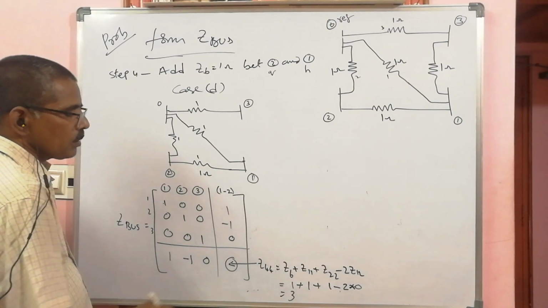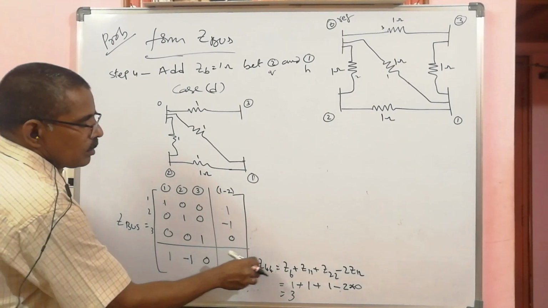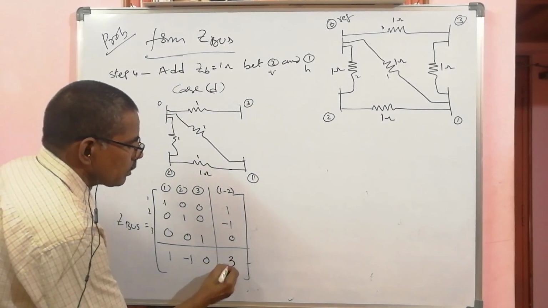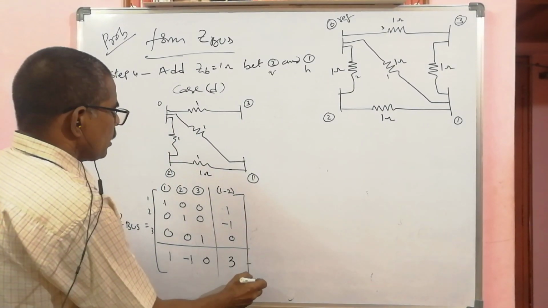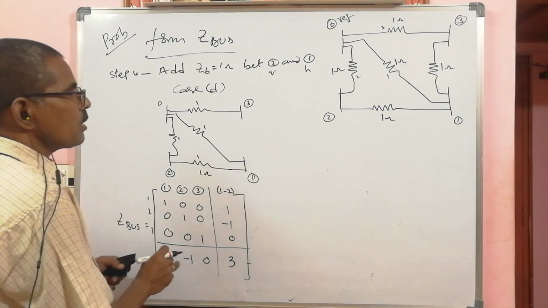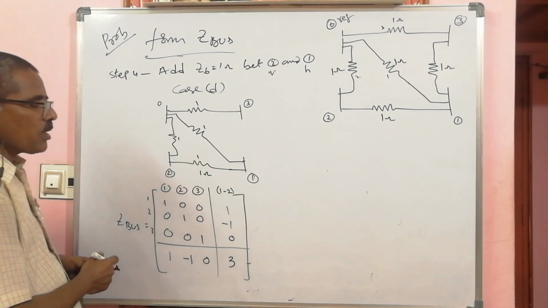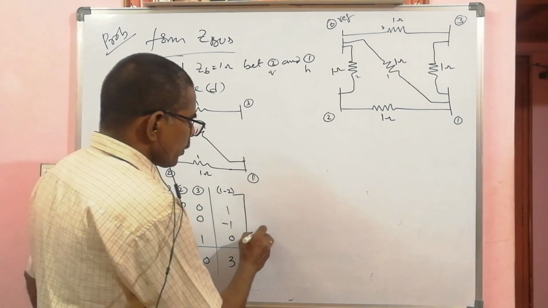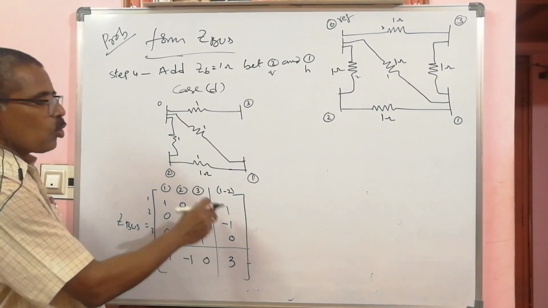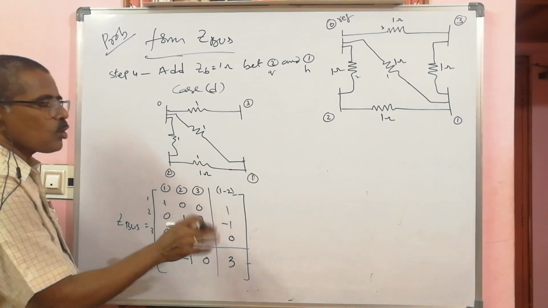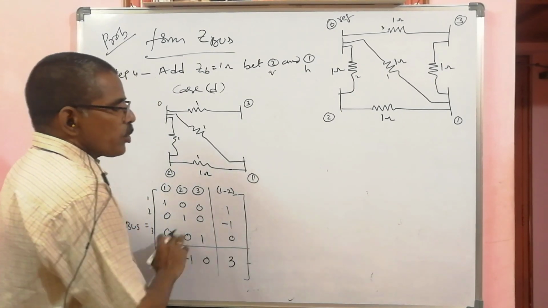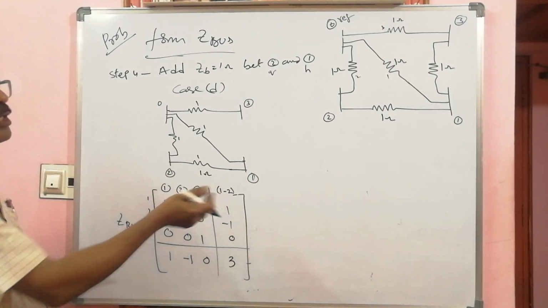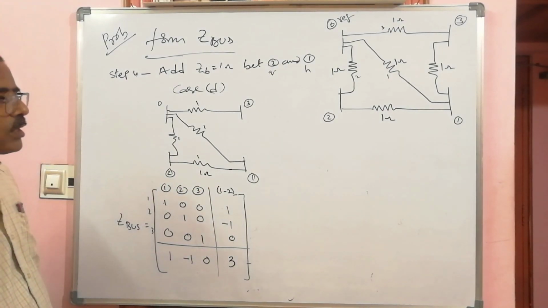Okay. So finally, this one is 3. This is 4 by 4, but what should be the dimension? It should be 3 by 3. So this Z bus again has to be reduced using node elimination. That means this column and row are to be reduced. So what is that new Z bus? Means you apply that formula. What is that formula?